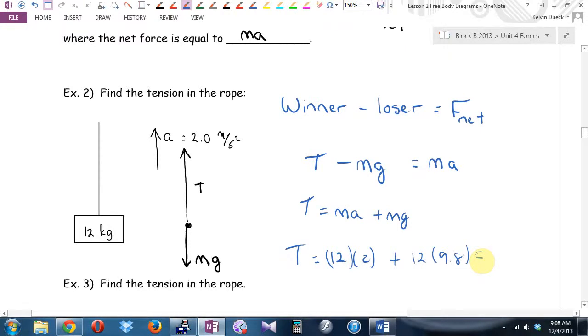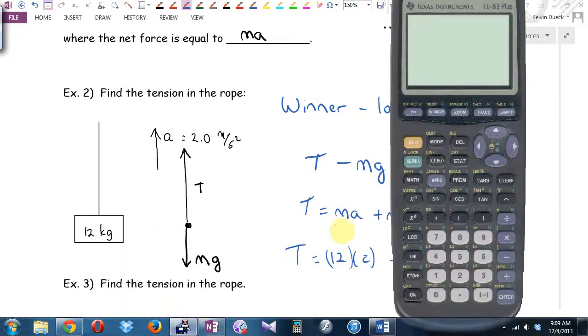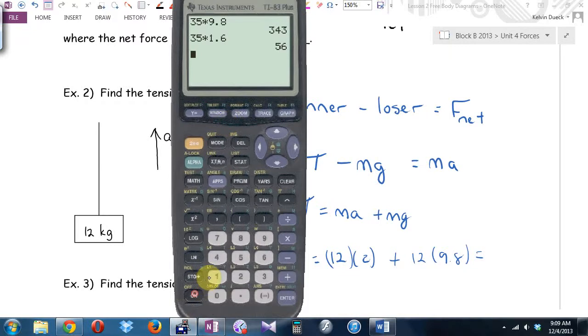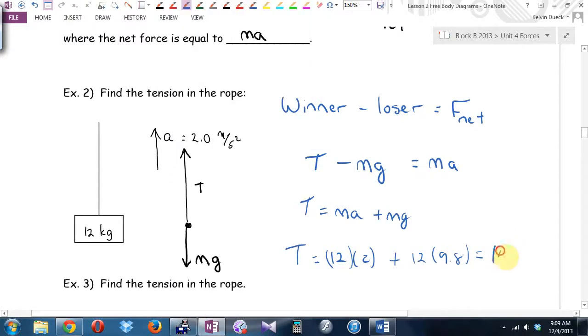Can I do this in my head? It's going to be 12 times 10.8, which is going to be 120 plus 128.4? No, I'm way off. I forgot to carry something. Too many decimals. 12 times 2 plus 12 times 9.8. 141 point something, 142, let's say. 142 what? It's a force. Units. Newtons.